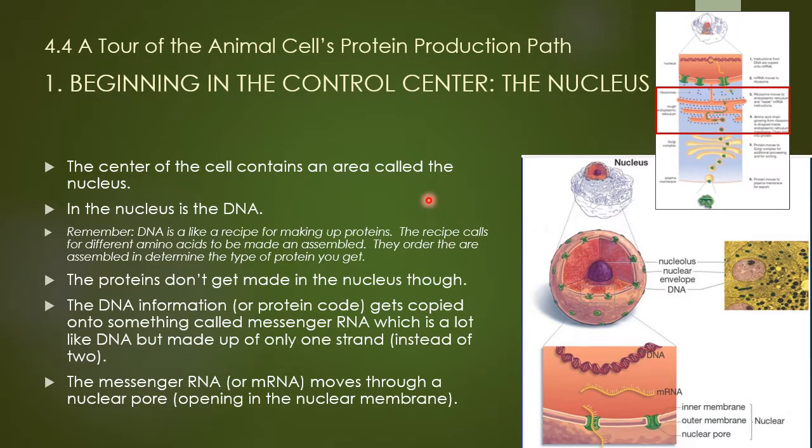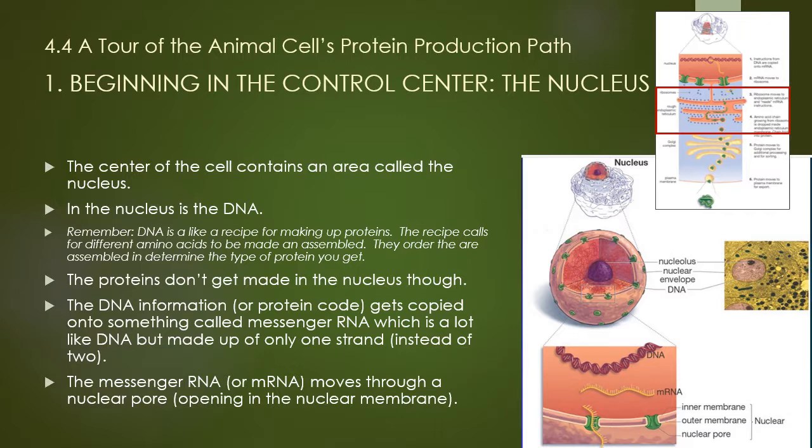We're going to look at this first step here of where we take our DNA and copy it. And this all happens inside the nucleus of the cell. So here's your nucleus, looking at a little bit bigger picture of the nucleus. Inside your nucleus, you have all this DNA floating around. And remember, DNA is like a recipe for making proteins. The recipe will call for different amino acids, which are the building blocks of proteins, to be made and assembled. And the order that they're assembled in determines the type of protein you get and the job that protein will do.